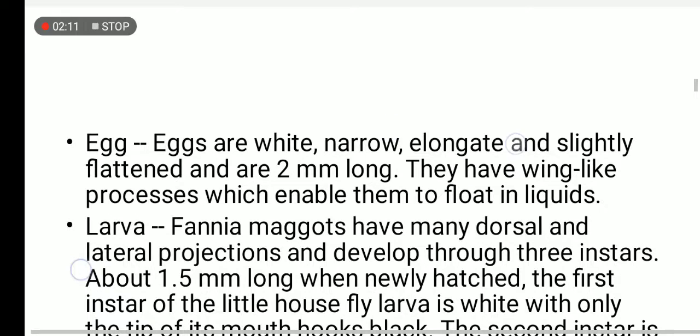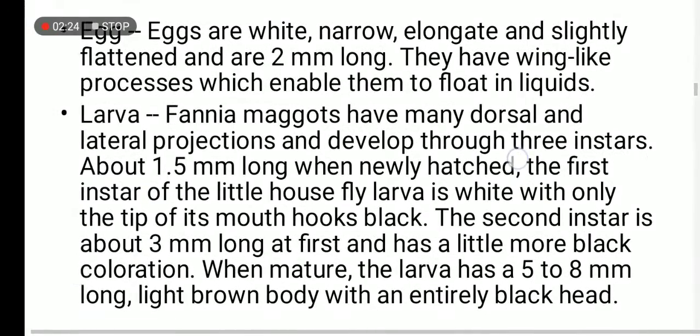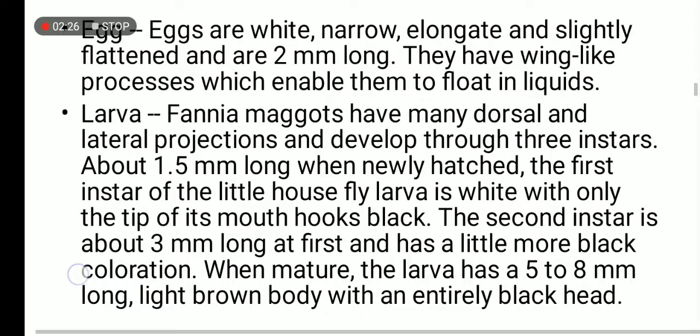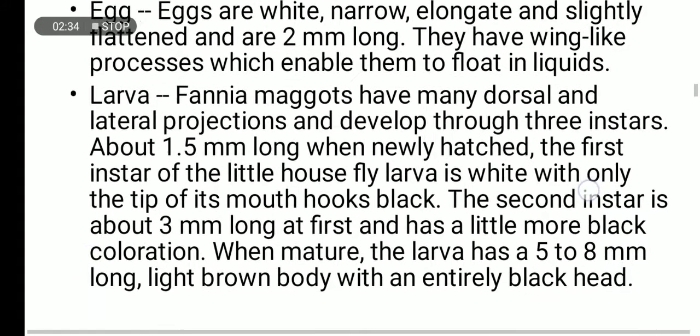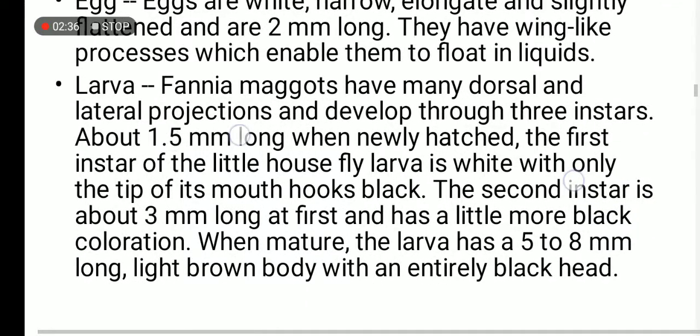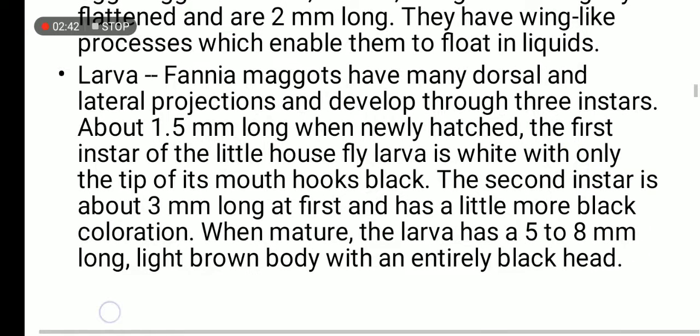Their eggs are white, narrow, elongate, and slightly flattened, with a size of 2 mm long. Their eggs have wing-like processes which enable them to float in liquids. Larvae: Fannia maggots have many dorsal and lateral projections and develop through three instars. The first instar is 1.5 mm long and white in color, with only the tip of its mouth hooks black.